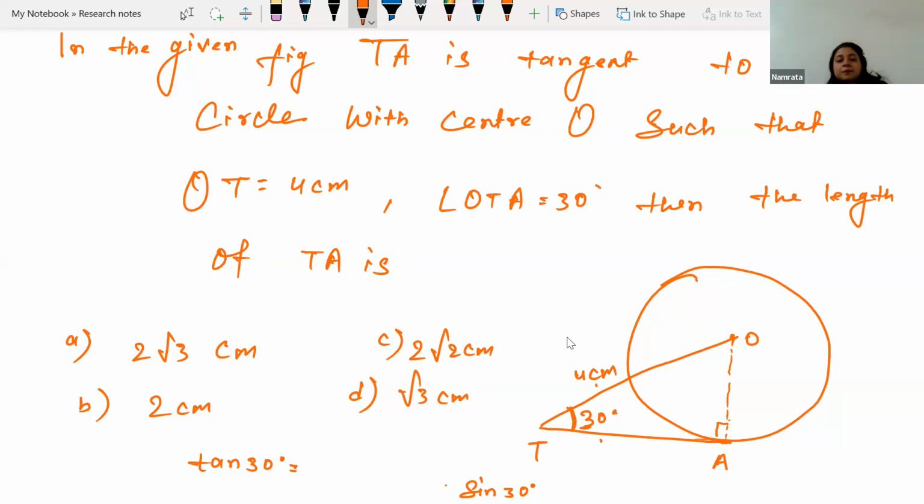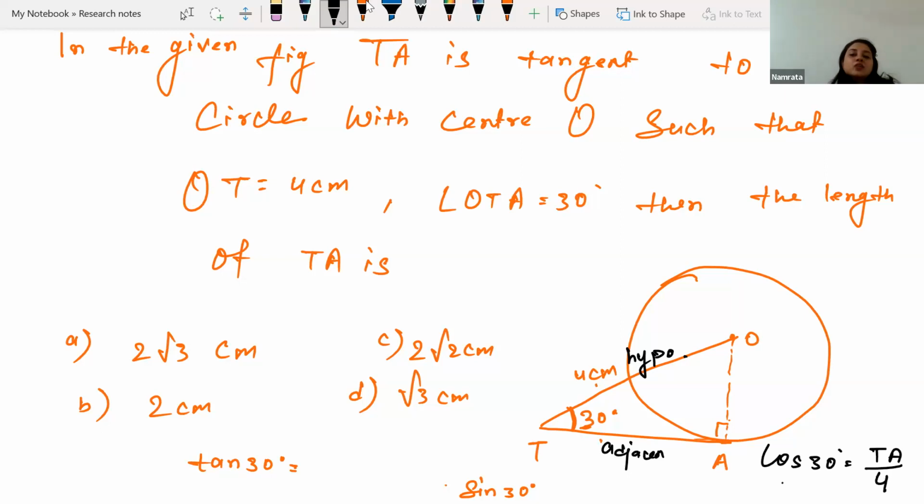Cos 30. Exactly. Because TA is the adjacent side and this is the hypotenuse we have in hand. So why take other unknown information? Whatever we have to find, take that, and whatever is given, take that. So cos 30 we will be finding, that is adjacent side, that is TA, over hypotenuse, that is 4.